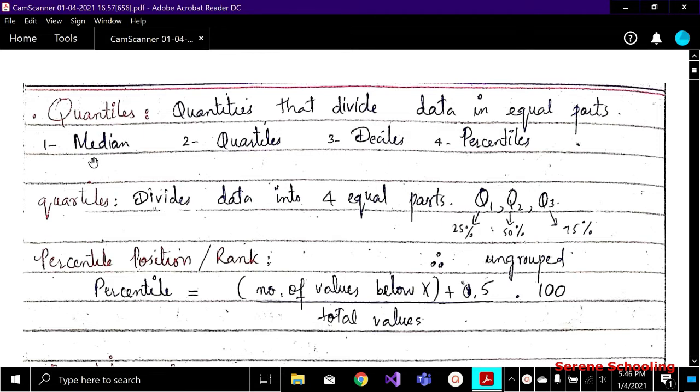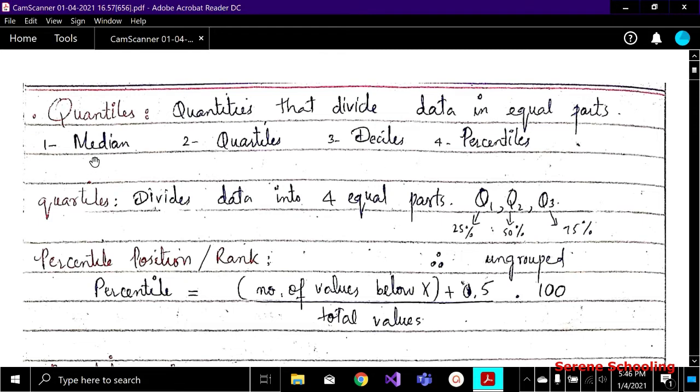We have seen the median already, and the median divides data into two equal parts, right? Quartiles divide data into four equal parts, like it was formed from "quarts". Deciles divide data into 10 equal parts, and percentiles divide the data into 100 equal parts. We will be seeing how to find all of these quantiles.